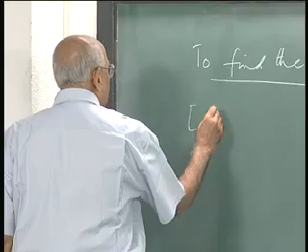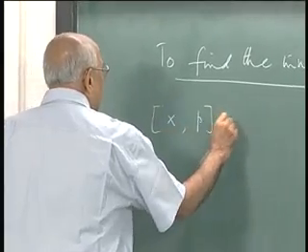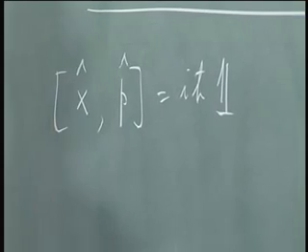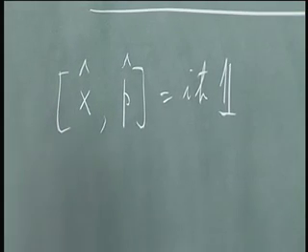given the fact that the commutator [x, p] is iħ times the unit operator, where these are operators, given this basic commutation relation, we would like to find out what is the overlap between a position eigenstate and a momentum eigenstate. So this is our task.